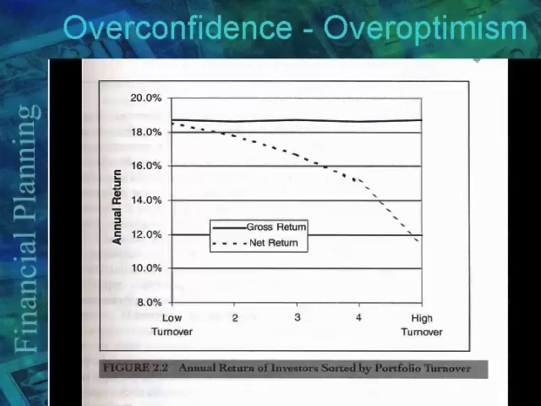However, this is the performance of the same group. The people who do the least trading have a return of about 18% on average, and the people who do the most trading have a return of about 12% on average. So single women beat single men by about 6% a year, hands down. So, I mean, just think about that.